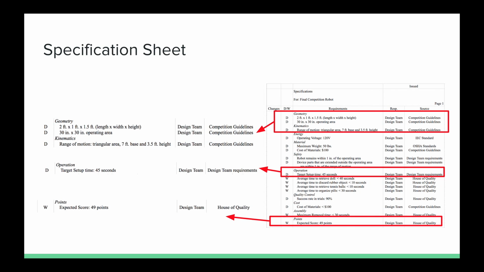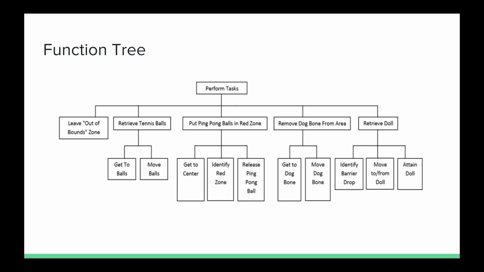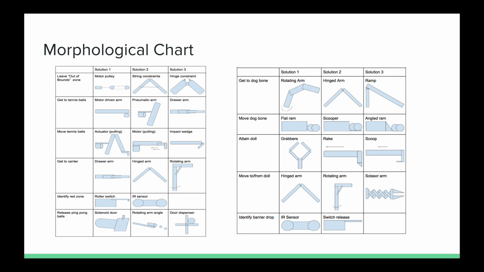The design team, on the other hand, requires itself to set up the robot in 45 seconds. And the house of quality features an expected point score of 49 points calculated from the sum of expected values for point allocations in each individual task. The function tree shows the tasks that the robot must perform. For example, it must put ping pong balls in the red zone by getting to the center, identifying the red zone, and releasing the ping pong balls. It must also retrieve a doll by identifying a barrier drop, moving to and from the doll in order to attain it. These functions create a basis for the morphological chart describing how to complete those functions.